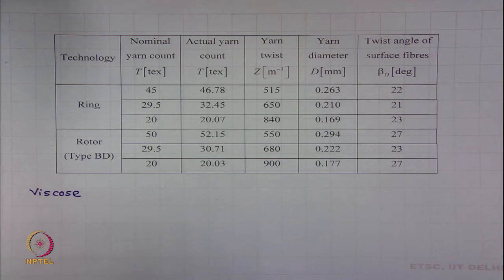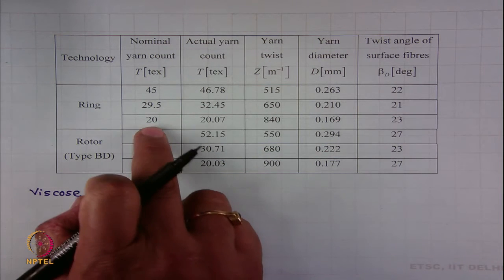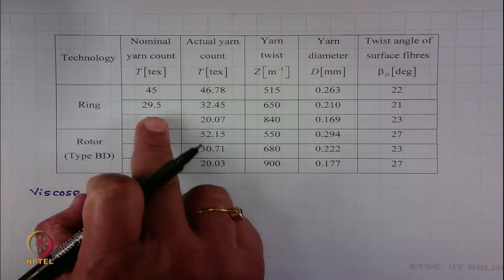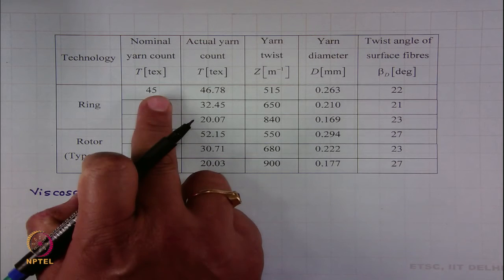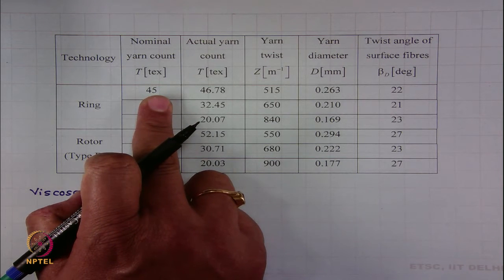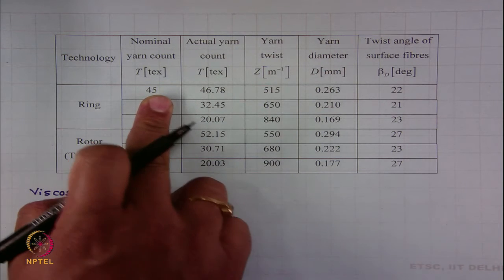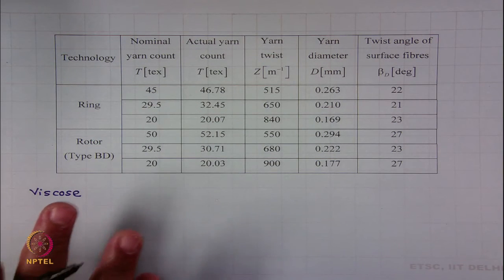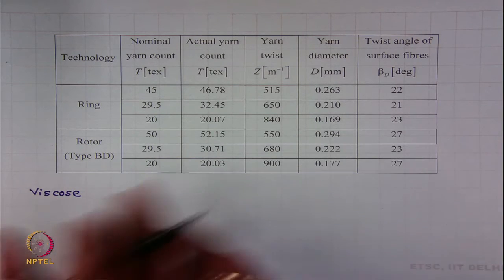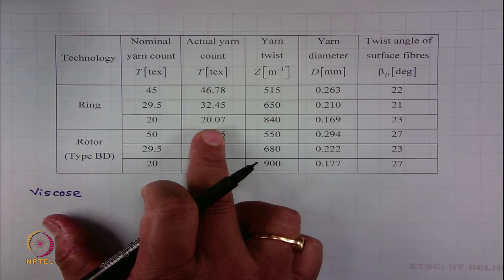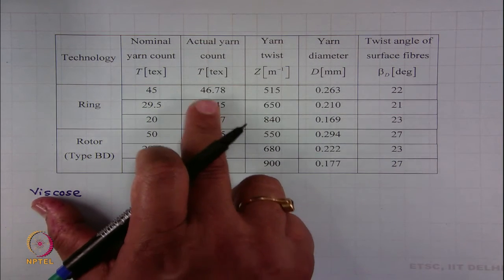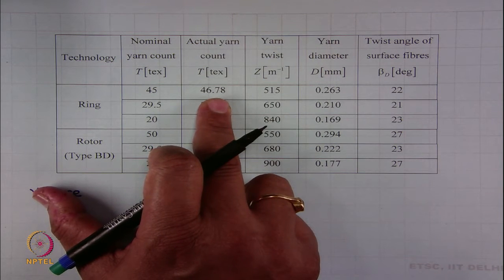Ring spun yarn was of three different counts: 20 tex, 29.5 tex and 45 tex. That was the nominal count. However, after production of yarn the count was measured as 20.07 tex, 32.45 tex and 46.78 tex.